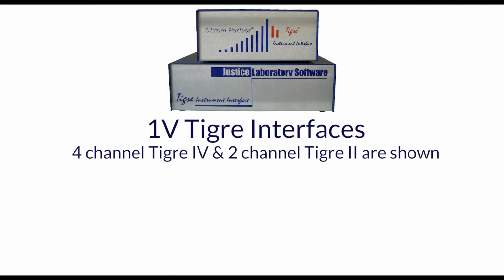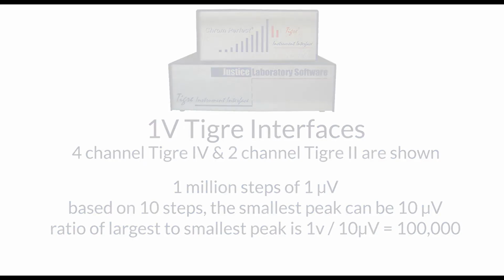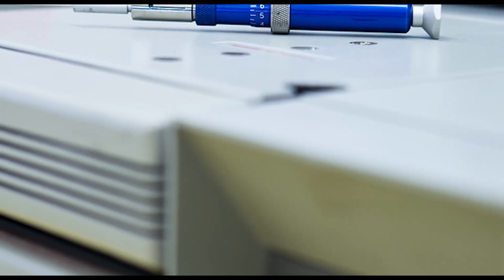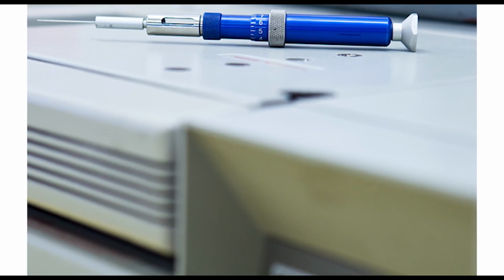For example, consider a 1-volt interface, a million steps, and a step of 1 microvolt. Assuming that we need 10 steps for adequate peak measurement, the smallest peak is 10 microvolts. The ratio of the largest possible peak to the smallest is 1 volt divided by 10 microvolts, which equals 100,000. This would be more than adequate if the entire range were used, but this is rarely the case.